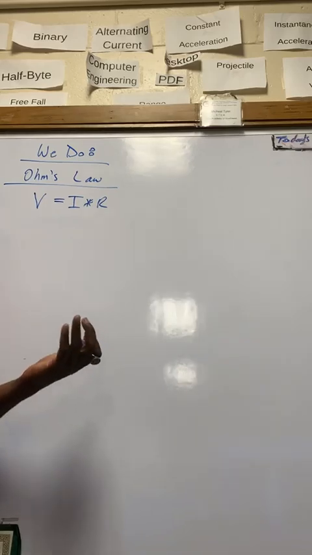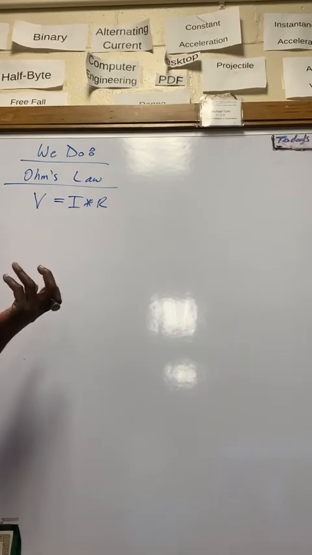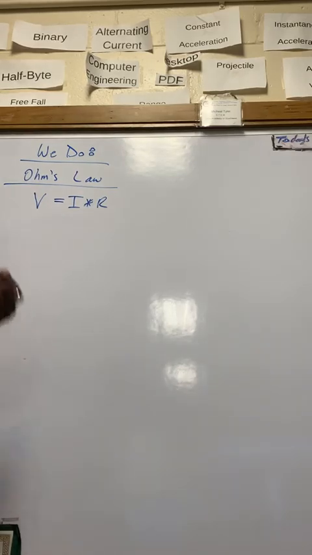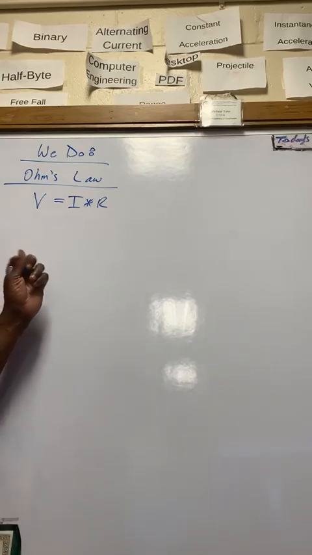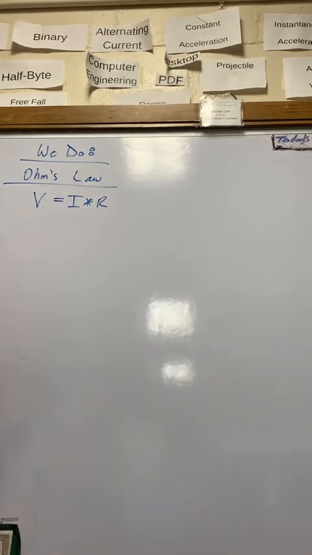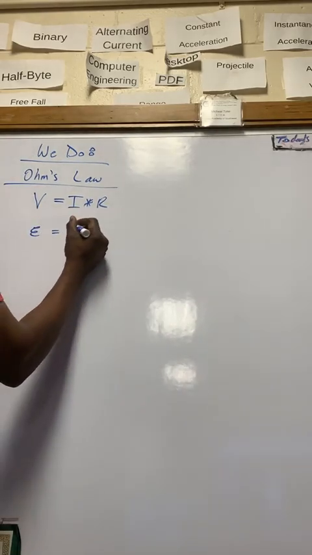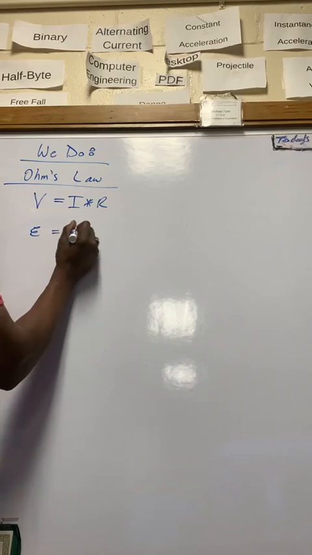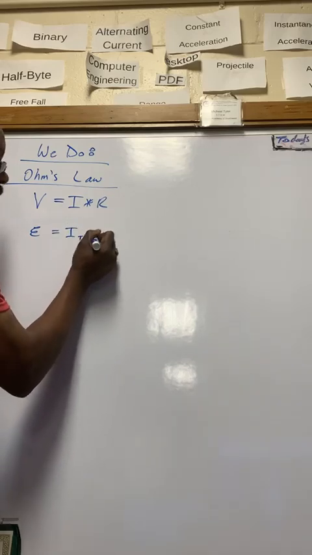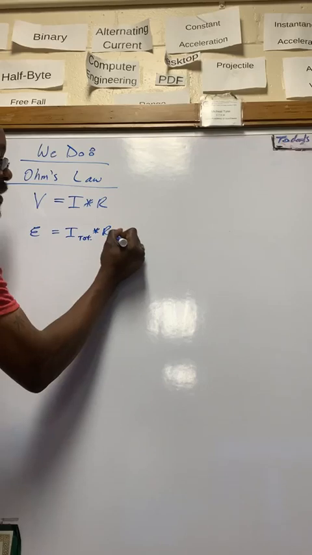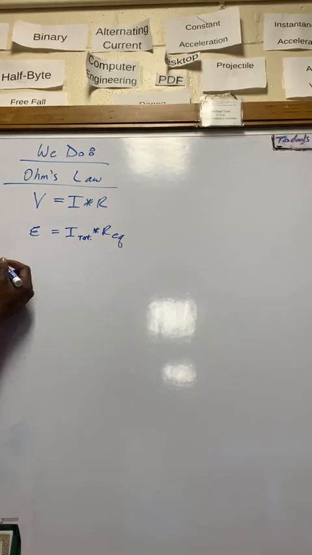Another version is when you're dealing with electromotive force, and that's epsilon. I've been looking at some of the assignments. I got to put epsilon every time you see that weird 3-looking E thing. It's not that. It's called epsilon. It's a Greek letter. If you need help finding it, I'll show you. So it looks like this. You can also look in the book to see it when we do the problem. Epsilon equals I total multiplied by R sub EQ.